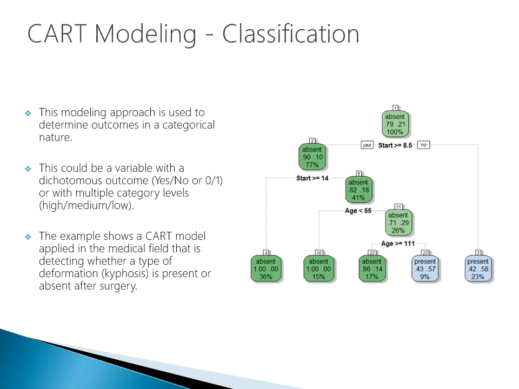The example image that I'm showing here shows a CART model being applied in the medical field that is detecting whether a type of deformation called kyphosis is present or absent after a surgery. So depending on how you answer a series of questions, at the end the decision tree will tell you if kyphosis is present or absent. And this is an example of a classification CART model.